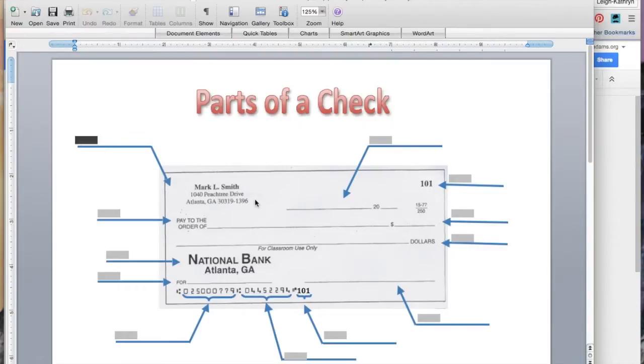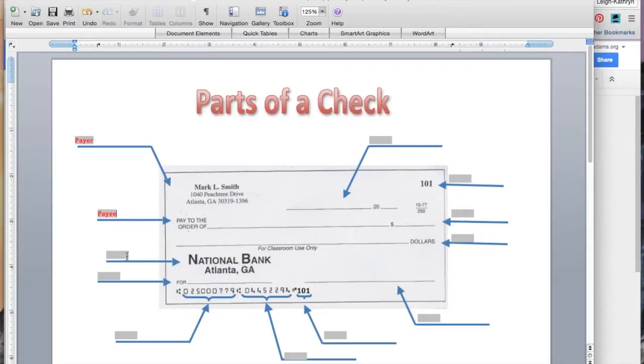This first cell is pointing to this right here. We're going to label this as the payer. It's the person who owns the checking account that the check is being written against, who is doing the paying. Pay to the order of: this person is going to be paying this person. So if this person is called the payer, what do you think we're going to call this person? This person is the payee.